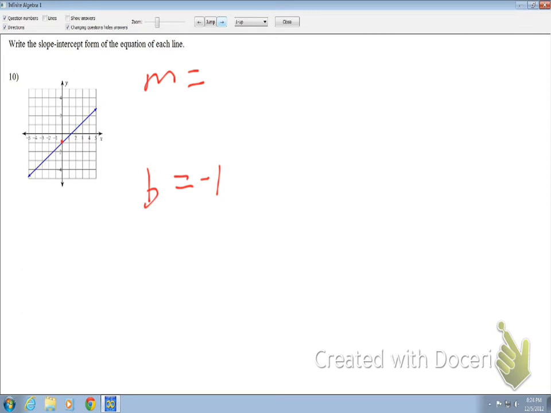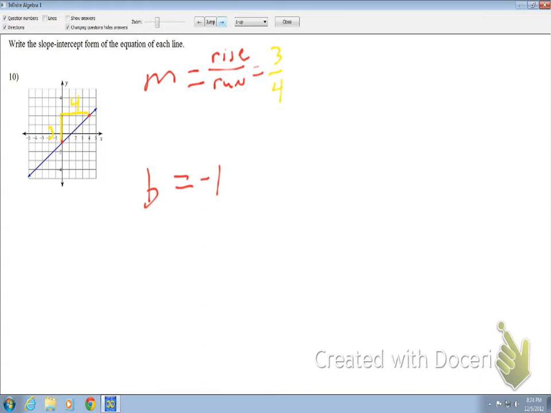Now what I need to do is find another place where this blue line crosses a point. I see one way up here. So I want to fill in the rise over the run. And to get from one point to the next, I'm going to count here. So to get from the y-intercept, I see I go up 3 units. That's my rise. And I run 4 units. So my slope is 3/4.